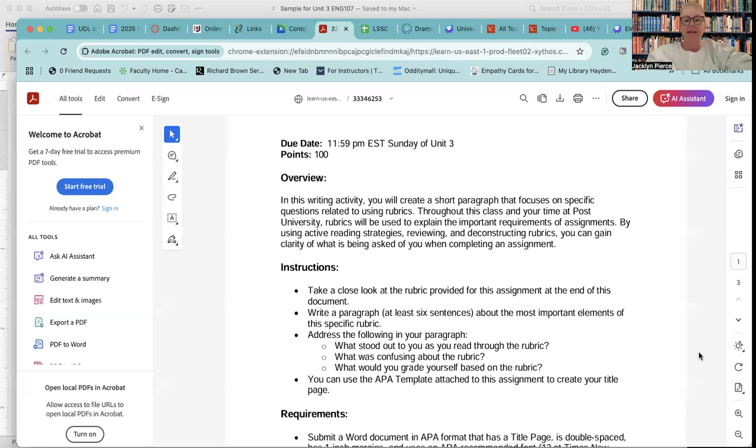It needs to be at least 6 sentences long. You are going to use the same APA formatting that we did for last week. You'll have a cover page, title page, and then the double-spaced paragraph will start on page 2, where you will answer these questions. 1, what stood out to you as you read through the rubric? So give some examples of things that you noticed when you were reading through the rubric. Maybe it's the categories, maybe it's whatever. It could be anything.